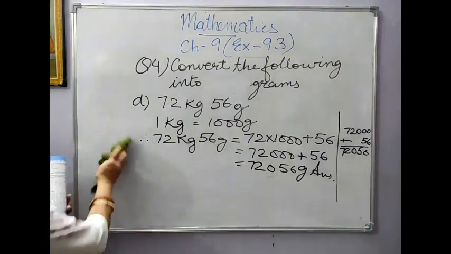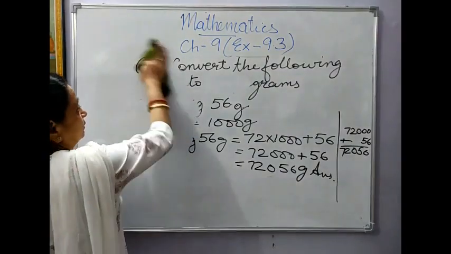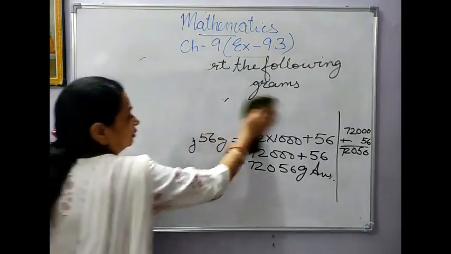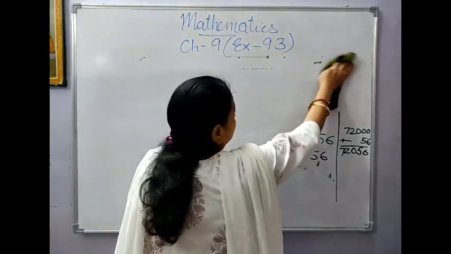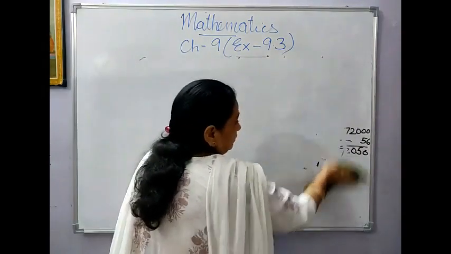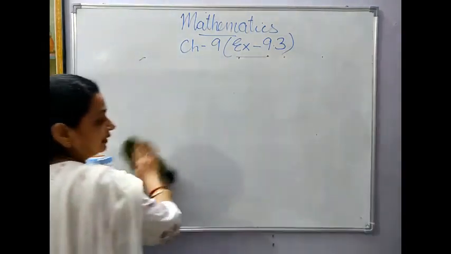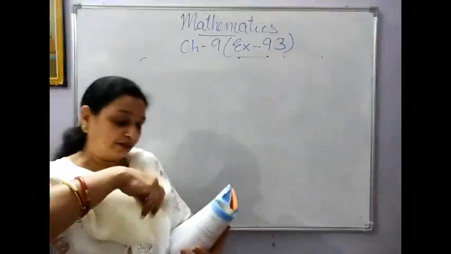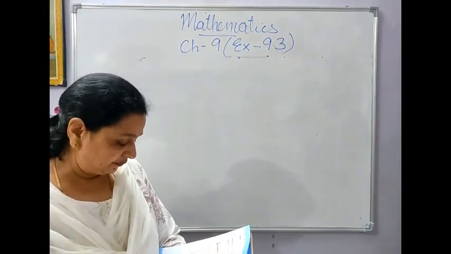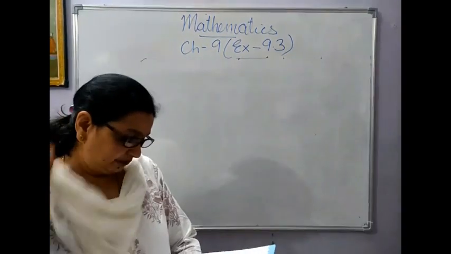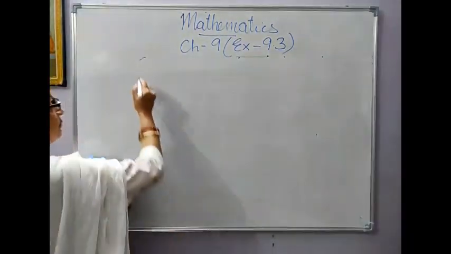Then question number 5. All the sums are similar with it. Only you have to just see the relationship, whether you have to multiply it by 10, 100 or 1000. That only you have to pay attention. Then question number 5. Convert the following into milligrams.